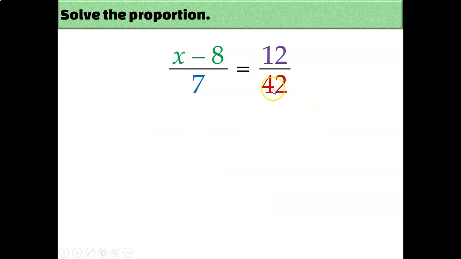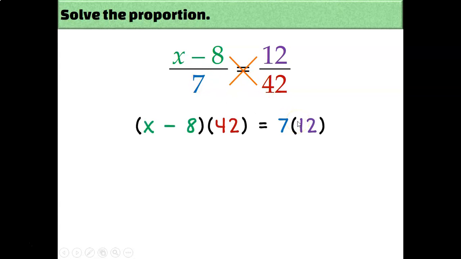x minus 8 times 42 and 7 times 12. It can feel kind of weird to distribute backwards, but that's what we're going to have to do this time based on how my proportion was set up. Since this numerator had two terms, I need to multiply both of those terms by 42, and it happened to be that the 42 ended up after those two terms.